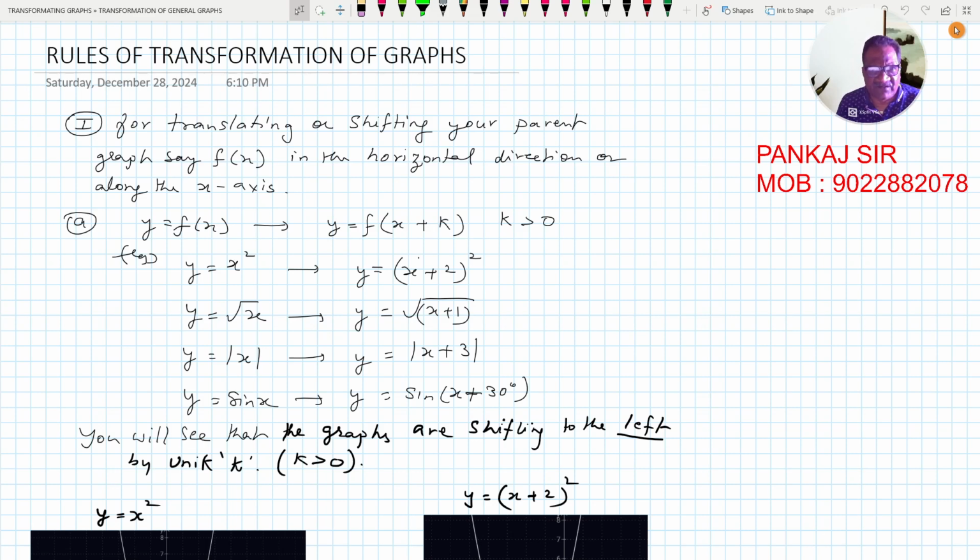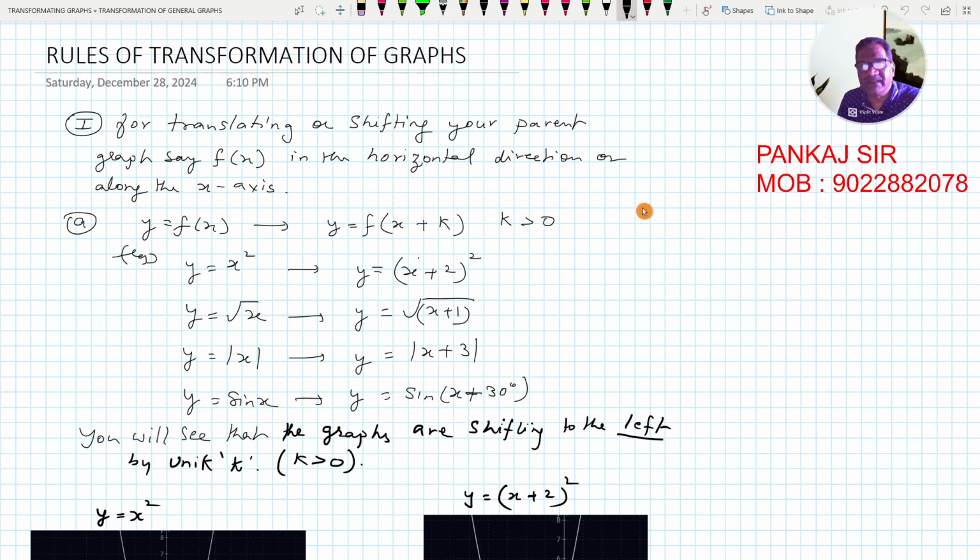Maybe this will take a couple of sessions or maybe more, because I'm going to teach you this transformation of graphs very much in detail. So let us get started. Now, I have already explained what transformation of graphs is. Starting with, there are basically four types of transformation that you should know.